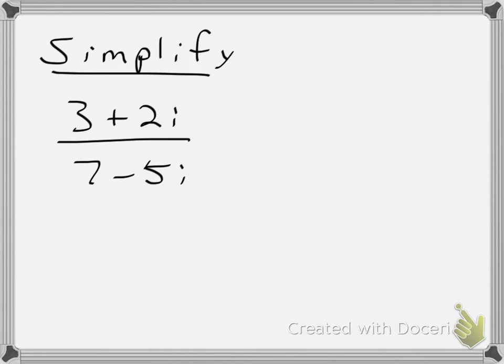Hello everyone. In this video I'm going to be looking at simplifying or dividing complex numbers in rational expressions. In this case I'm looking at the second type. There's two types of simplifying or dividing complex numbers. The first is when you have a single term in the denominator which has an i attached to it. The second is if you have two terms in the denominator, one of which has an i with it. In this case, my 7 minus 5i.